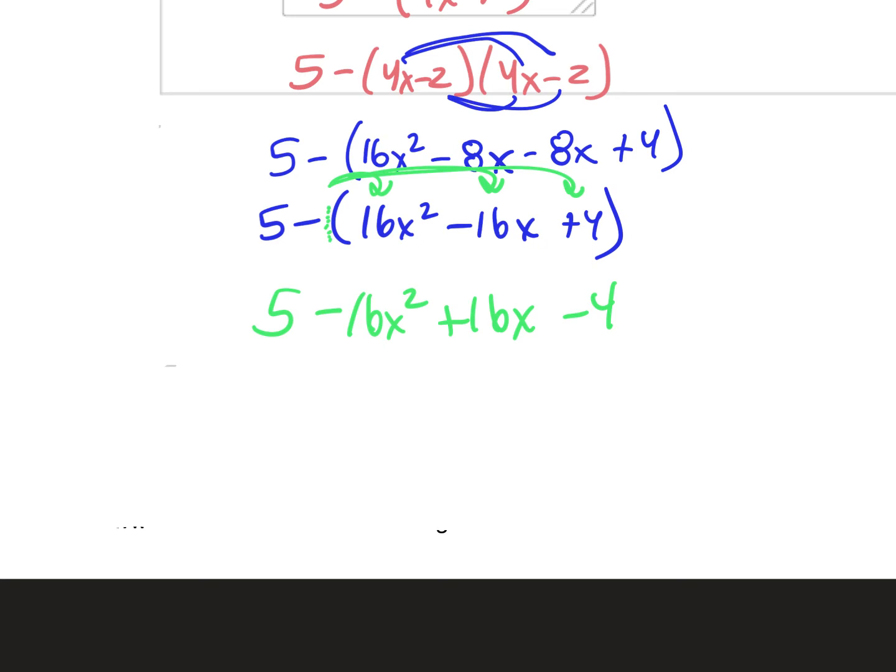Now, how can I write this as completely as possible? Negative 16x squared. Everything needs to be in standard form. Then what? Plus 16x plus 1. Perfect.